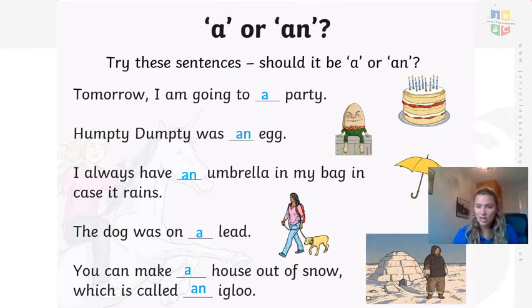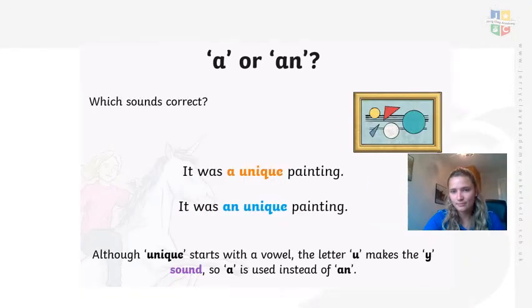As a bit of a challenge, if you finish your work, you could also have a go at writing some of your own sentences as well. Now, sometimes the rule doesn't always work, which is where we have to read our sentence to make sure it makes sense.